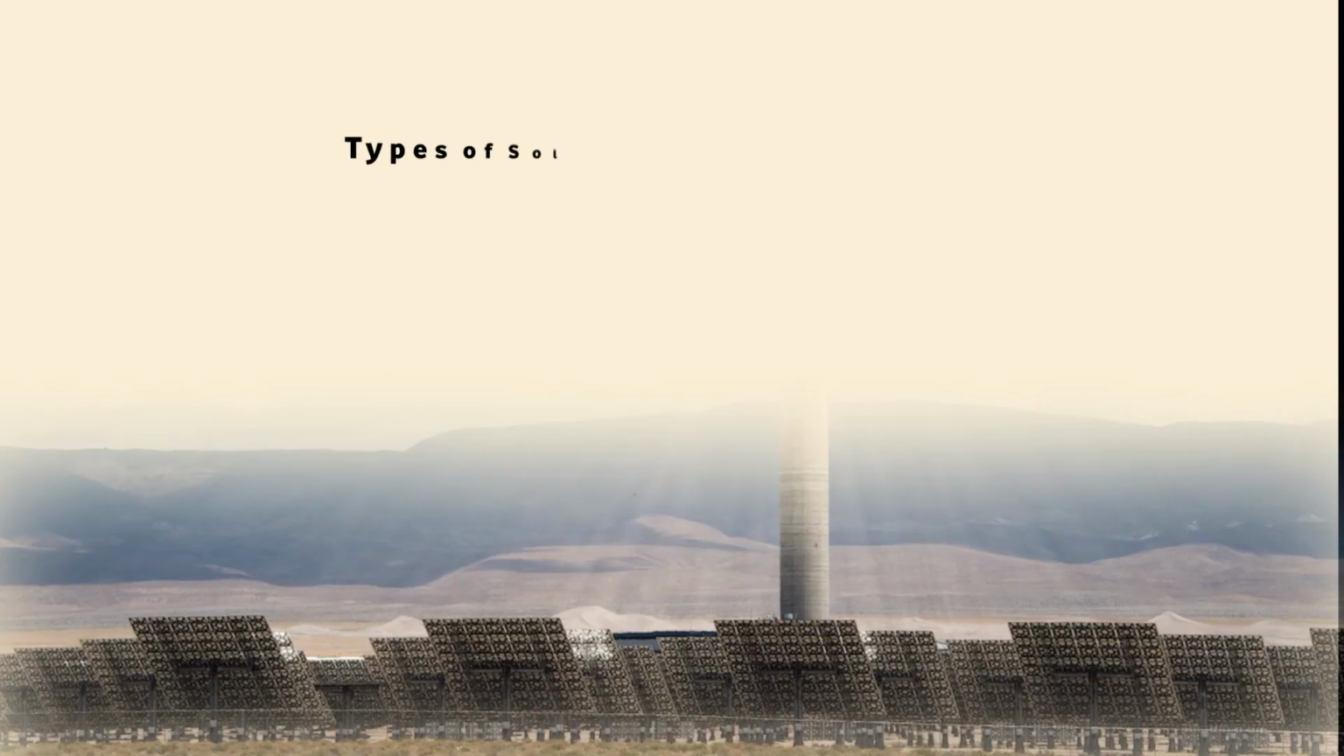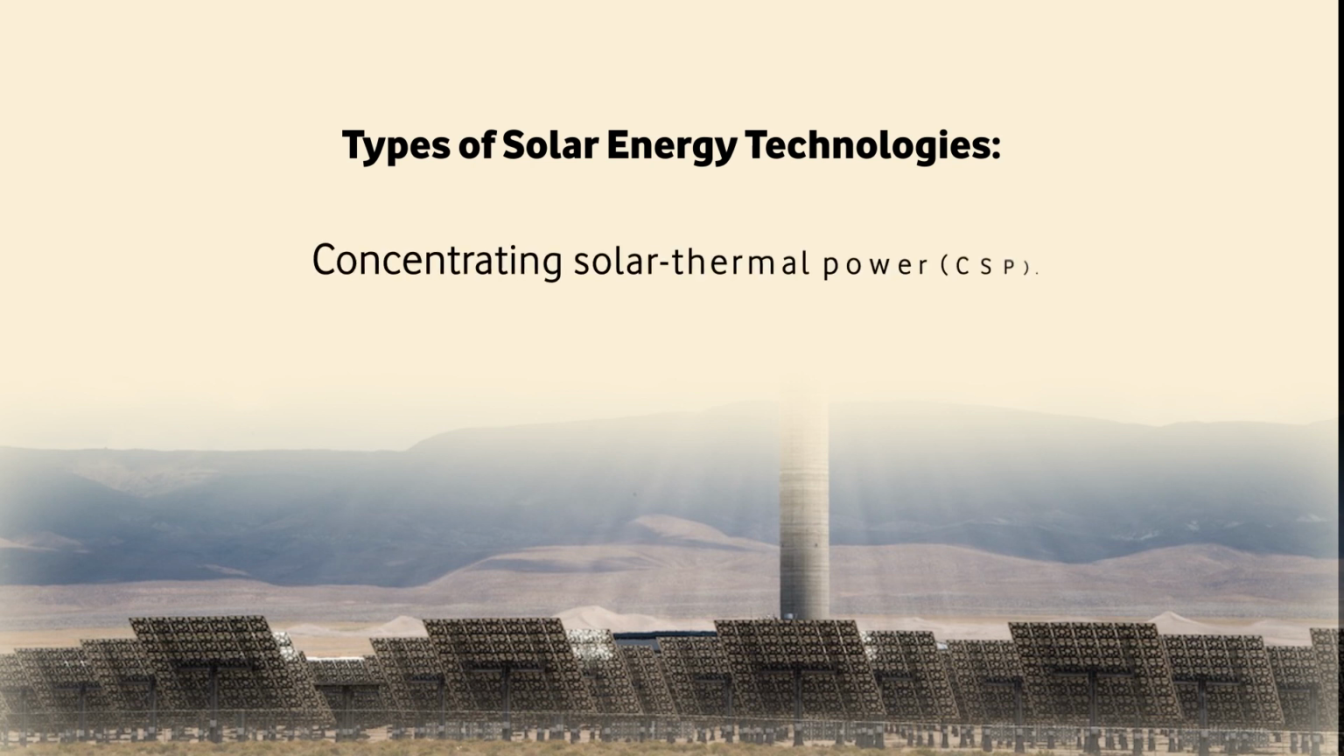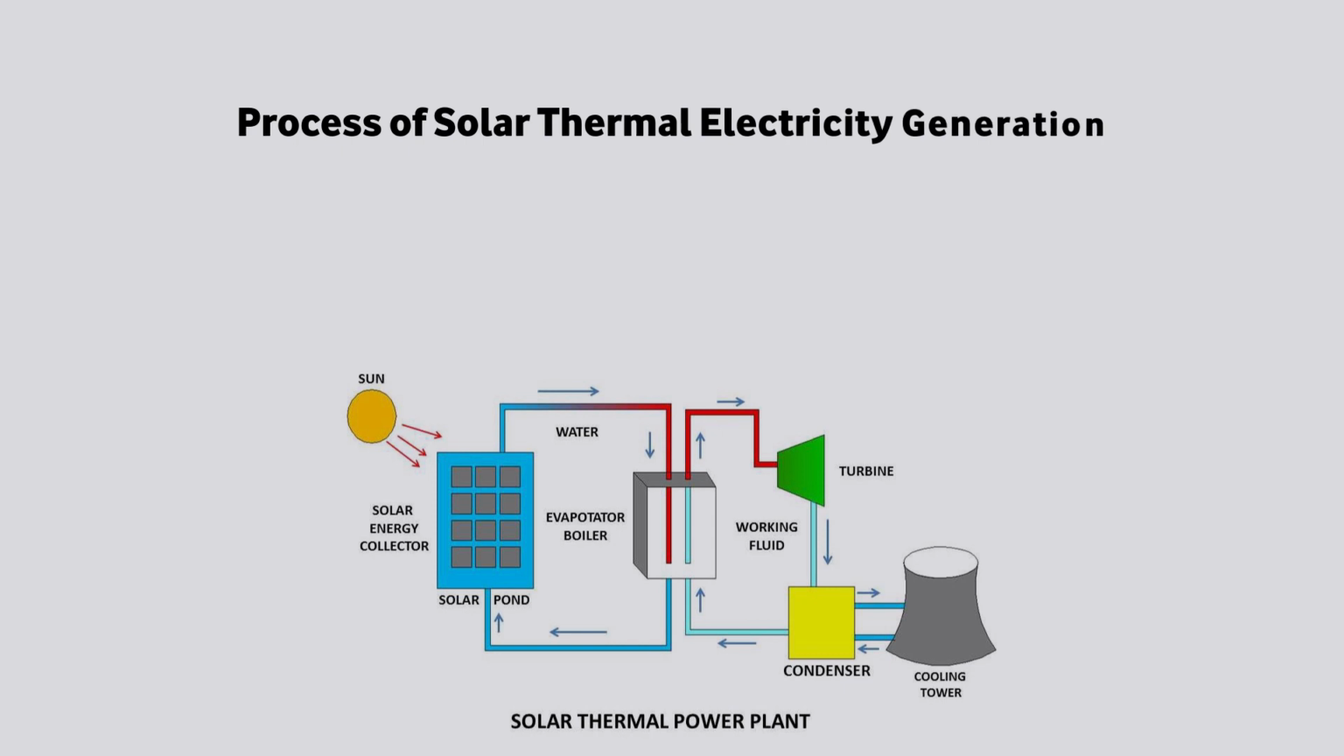Now let us discuss in detail the solar power generation technique. There are two main types of solar energy technologies. One is concentrated solar thermal power and the second one is solar photovoltaic. Now we will discuss the process of solar thermal electricity generation.